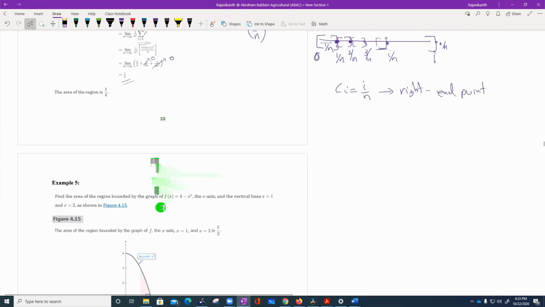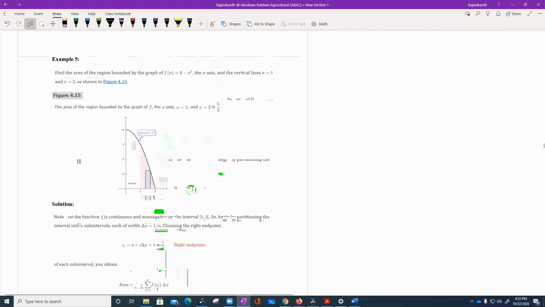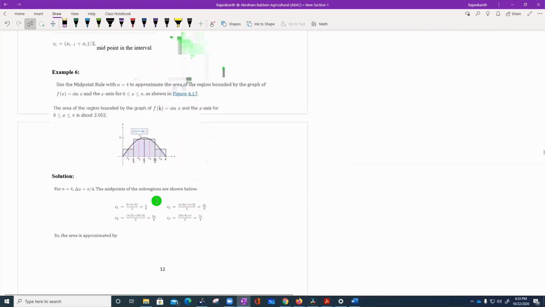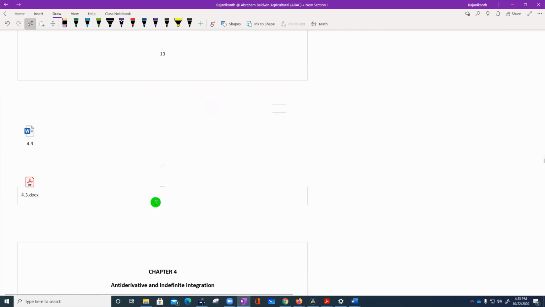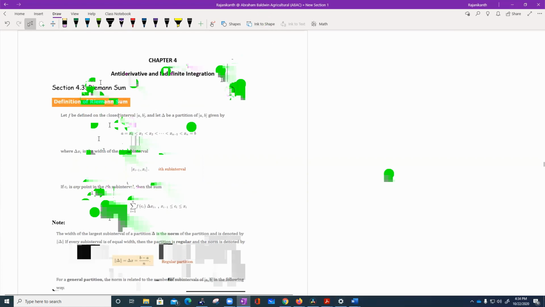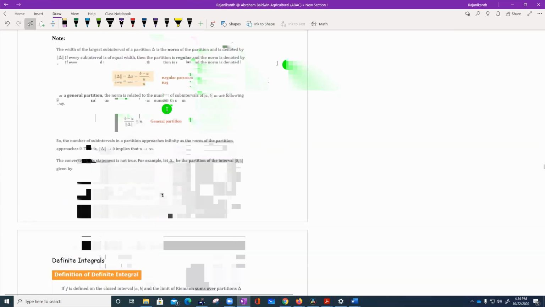Okay. So you could work on this problem as well, using the same procedure, and try to understand. So that is there in 4.2. Okay, now for 4.3, we continue the same notion, but we give a special name to those procedures, which is called the Riemann sum.